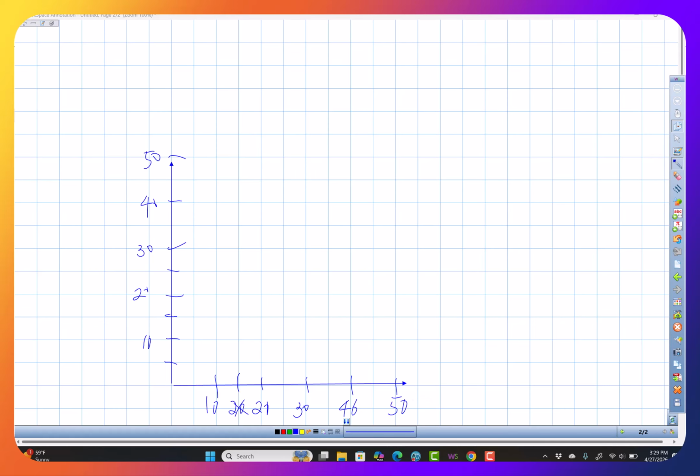So we'll put the x-intercept is 50, y-intercept is 50. Go back and put in a straight line.